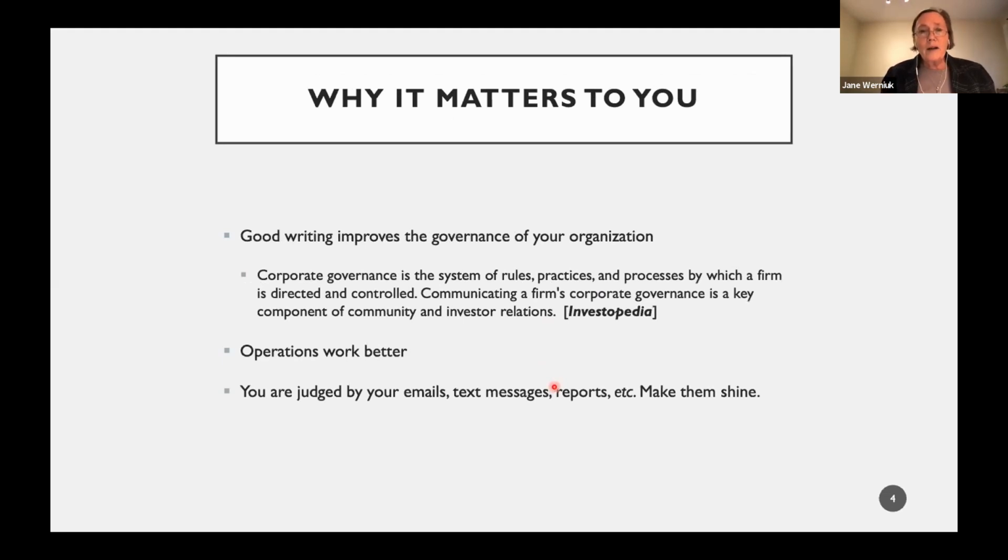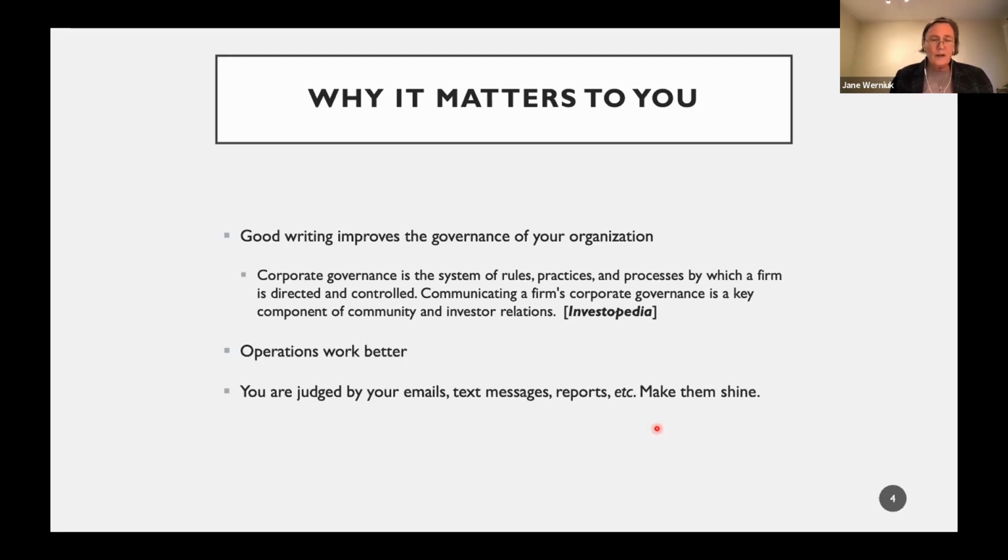Why does good technical writing matter to you? Clear, accurate communication improves the governance of your organization. This might include internal reports and external disclosures. According to the website Investopedia, corporate governance is the system of rules, practices, and processes by which a firm is directed and controlled. Communicating a firm's corporate governance is a key component of community and investor relations. Another reason for you to care is because technical communication improves the functions and operations, particularly the safety.